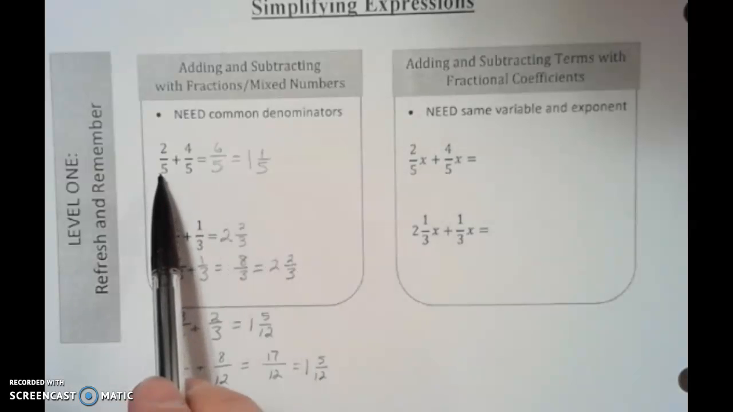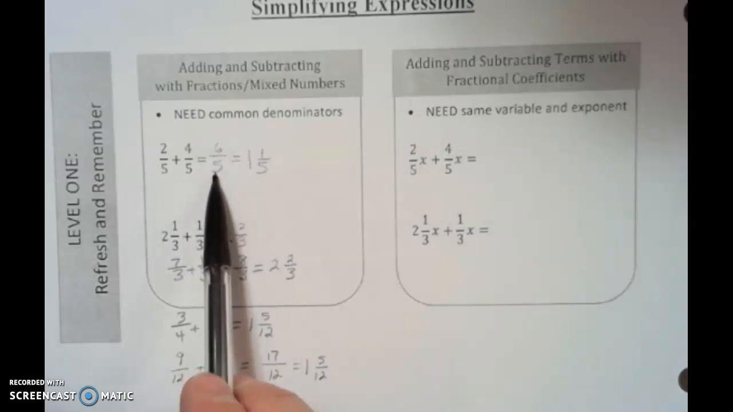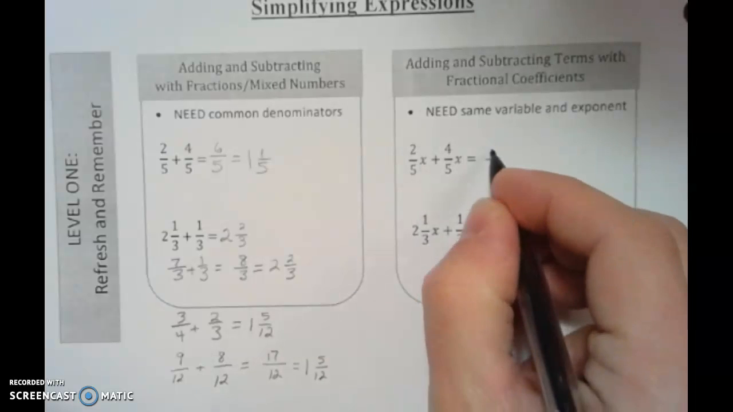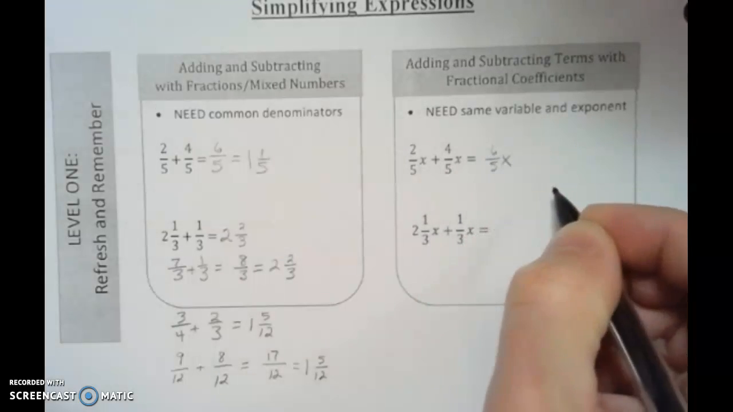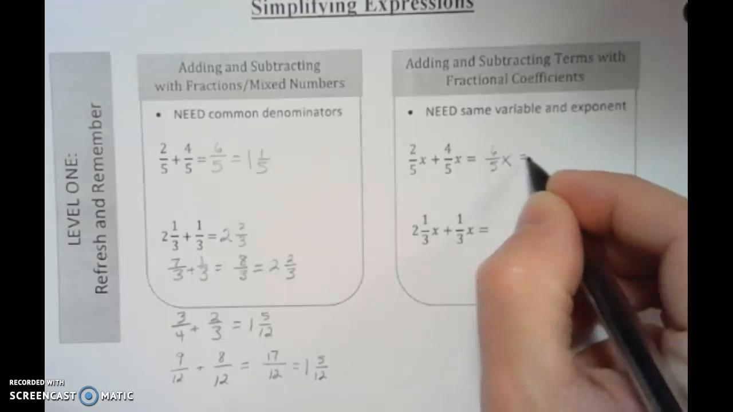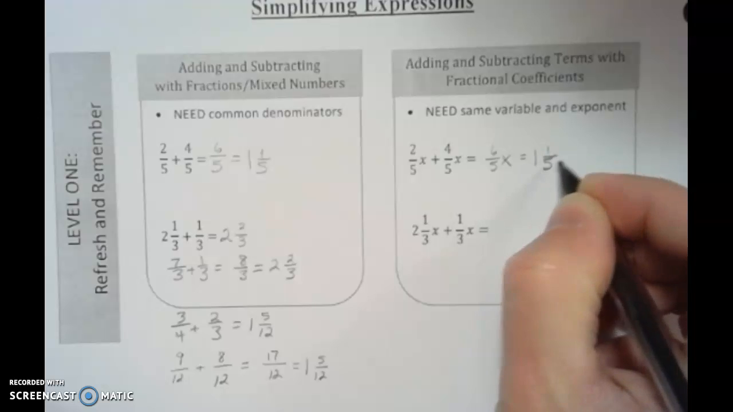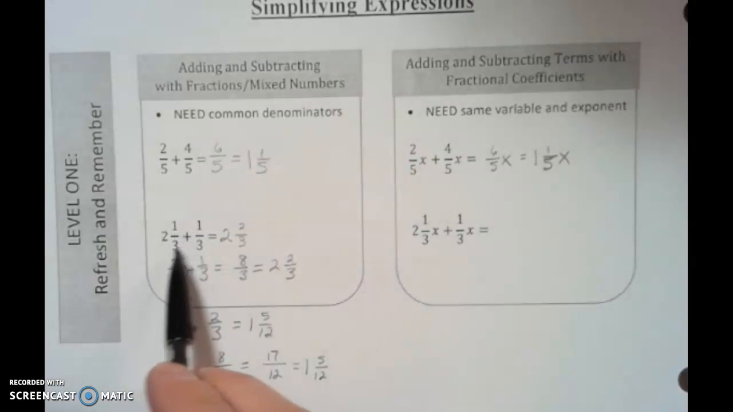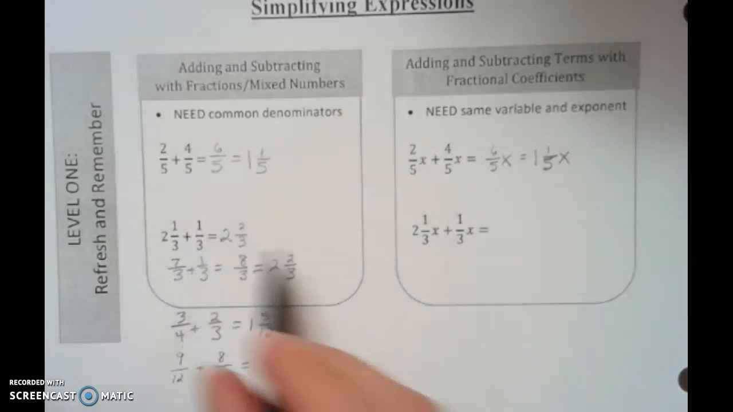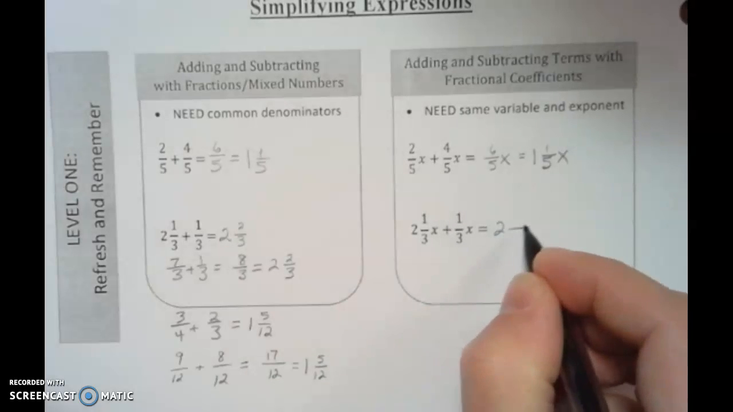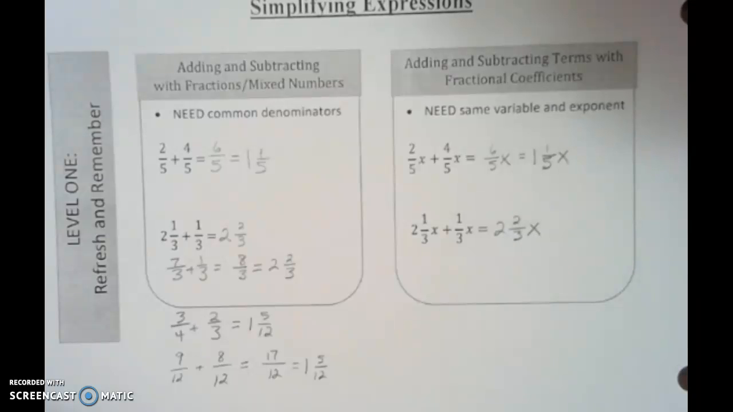So, like over here, 2/5 plus 4/5 was 6/5. 2/5 x plus 4/5 x is going to equal 6/5 x. And now all I'm going to do is rewrite that again as a mixed number. 5 goes into 6 once, with 1/5 left over, so this is going to be 1 and 1/5 x. Taking a look at this example, again, very similarly, 2 1/3 plus 1/3 was 2 2/3. So 2 1/3 x plus 1/3 x is going to be 2 2/3 x.